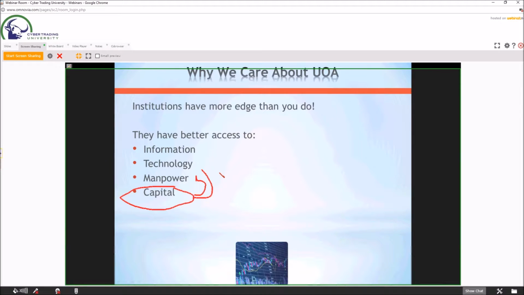So let me ask you guys a question. We'll start here with information. How many of you guys think that institutional traders, as a general rule, never, ever use insider information that they're not supposed to be trading on to make trading decisions? Is it something that never, ever happens? Is it something that happens pretty often?